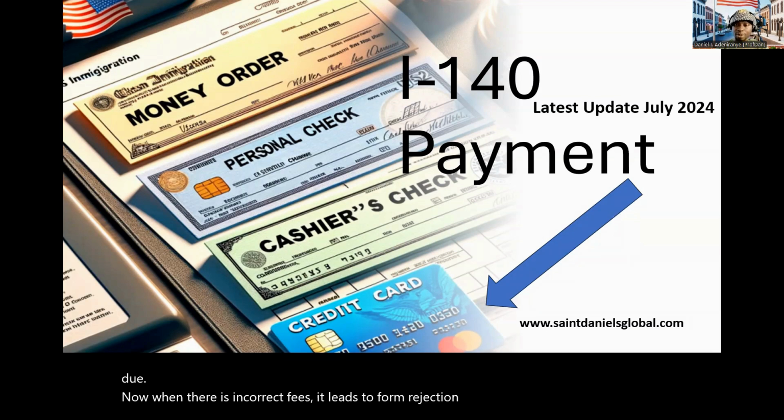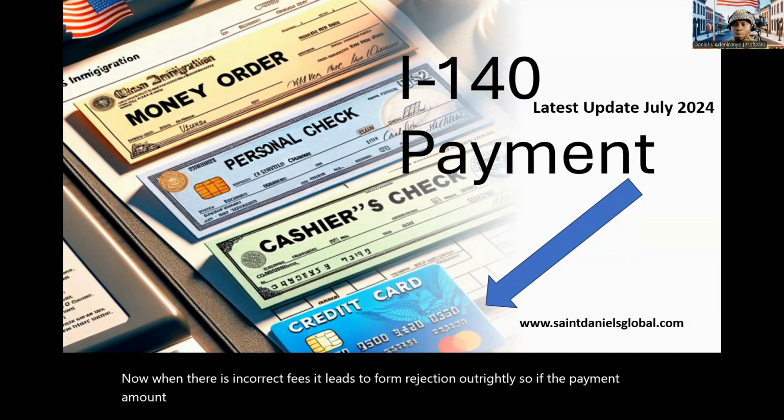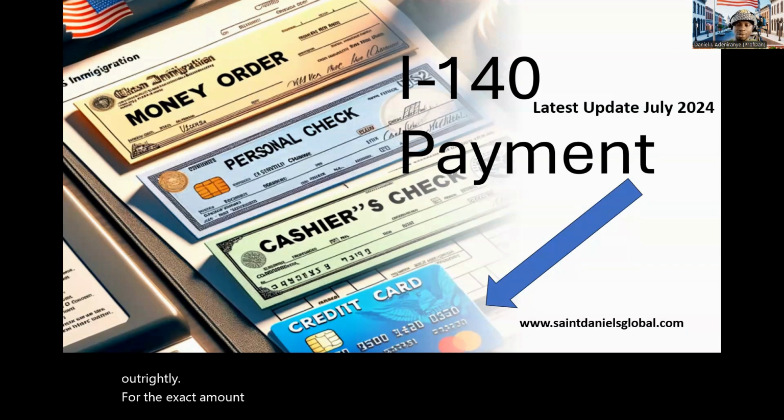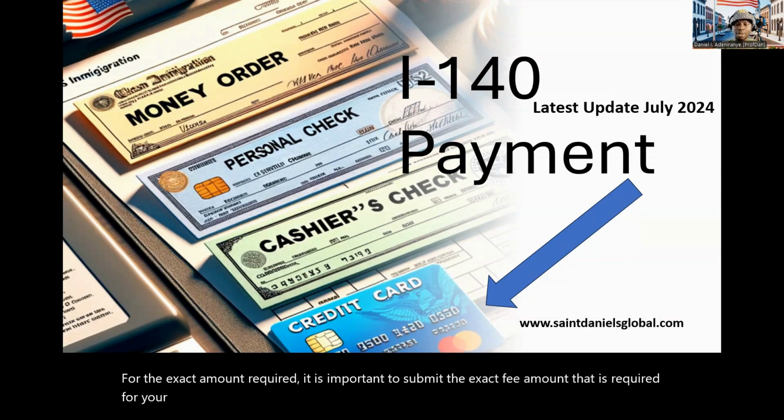So if the payment amount is incorrect, whether it's too little or even an overpayment, USCIS will reject your form outright. It is important to submit the exact fee amount that is required for your form to be accepted or even processed.